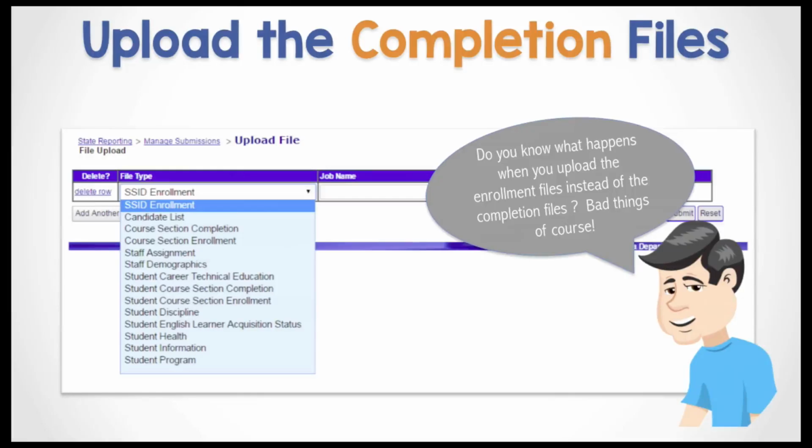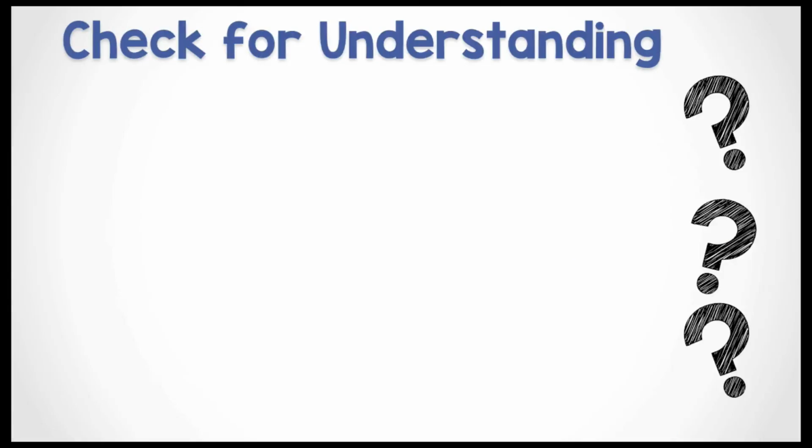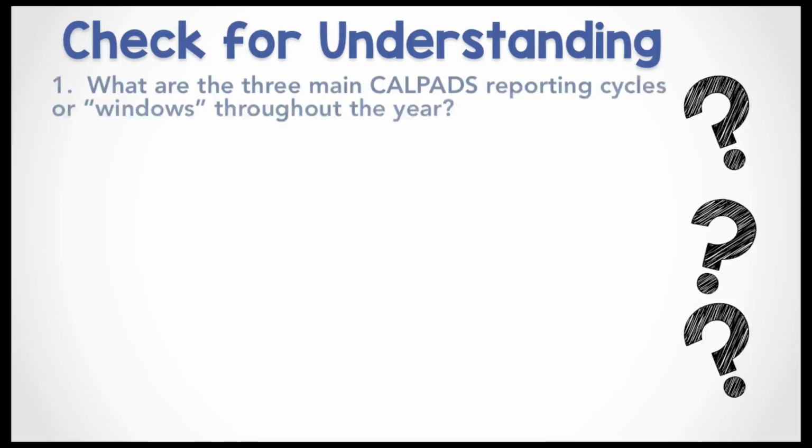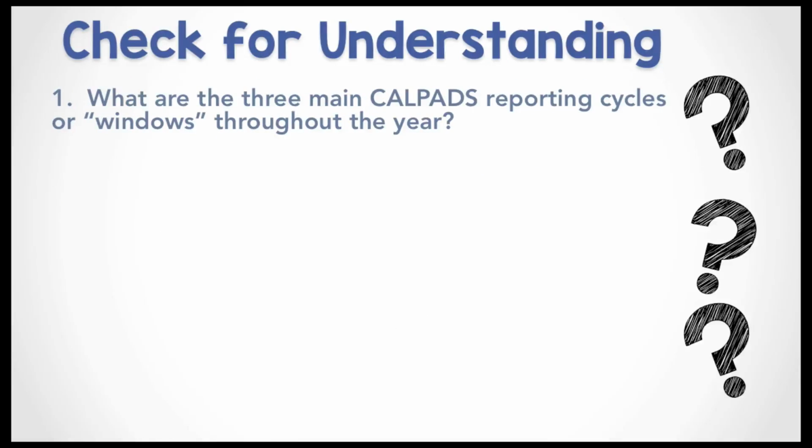So, okay, we're 10 slides in. Time for checking for understanding. If I really am a good elementary school teacher, I'll start checking for understanding, right? So, question number 1, what are the 3 main CalPADS reporting cycles or windows throughout the year? What are they called? I should have music at this point, but I don't. Answer, Fall 1, Fall 2, and End of Year.